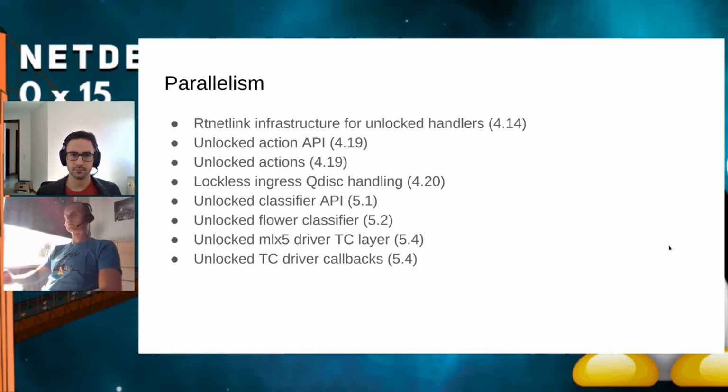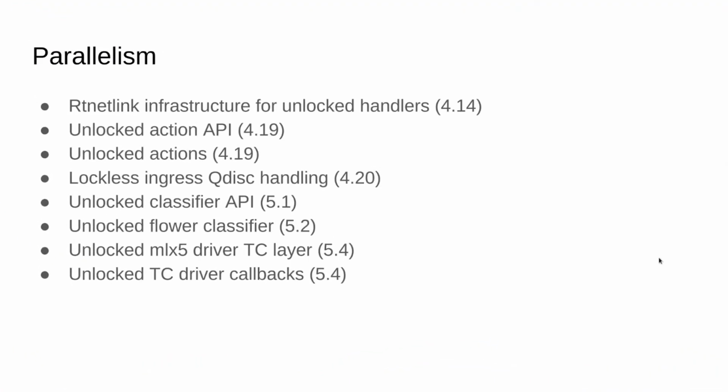I presented these changes in detail at 3 previous TC workshops at previous Netdev conferences. But just as an overview, you can see that the first change is RT netlink infrastructure for unlocked handlers. Before, it was not possible to register a handler that does not require the RTNL lock. The following changes remove the lock dependency: unlocking the action API, unlocking all actions, implementing lockless qdisc access in the classifier API, and unlocking the classifier API itself, including chains handling, blocks handling, and TP handling.